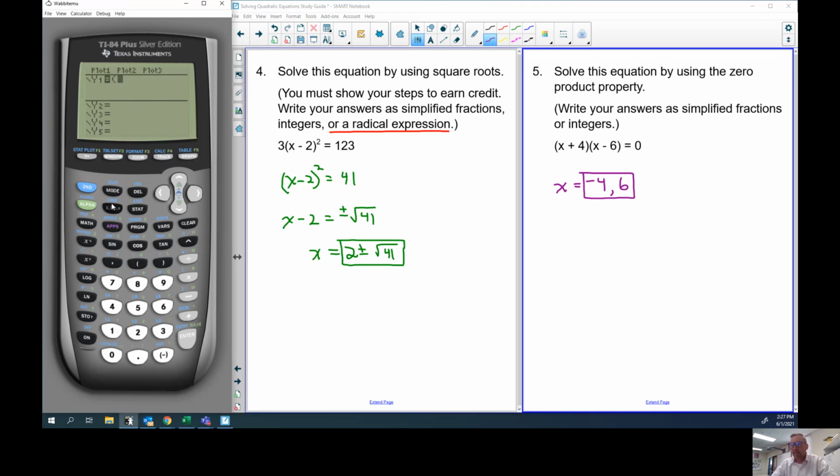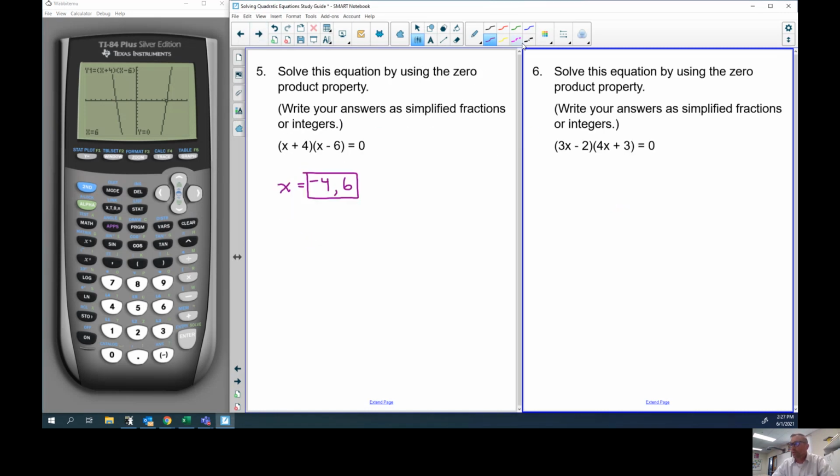Let's graph it. x plus 4 times x minus 6. And I'm looking for its x intercepts. There's one at negative 4. There it is. And here's the other one at 6. All right, so it's in factored form. We can use the zero product property to solve it.